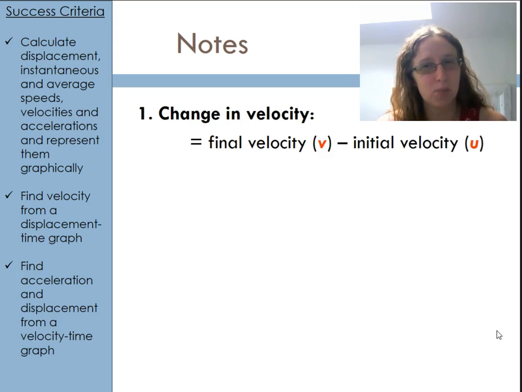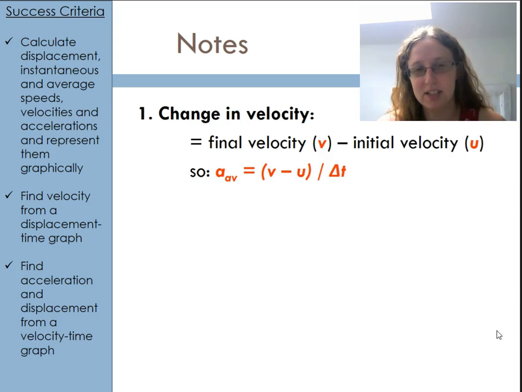Well, as I mentioned, we're lazy, so we tend to give those symbols. So final velocity has the symbol v, and the initial velocity, the starting velocity, is given the symbol u. So that gives me a slightly different version of the equation for average acceleration, which is v minus u over t. You will see this equation quite a lot, and we will do lots of funky things with it later on.